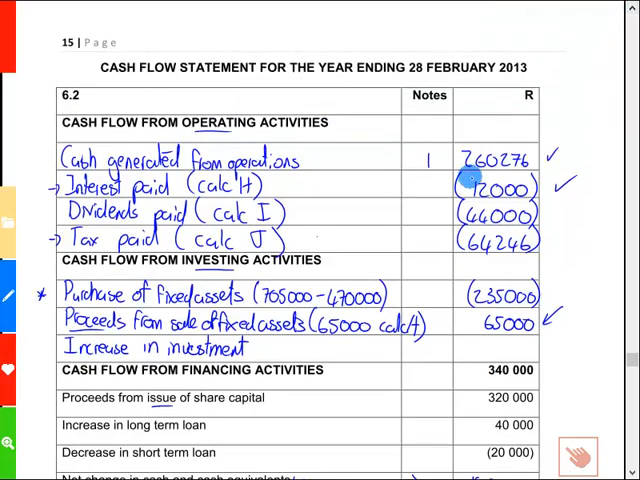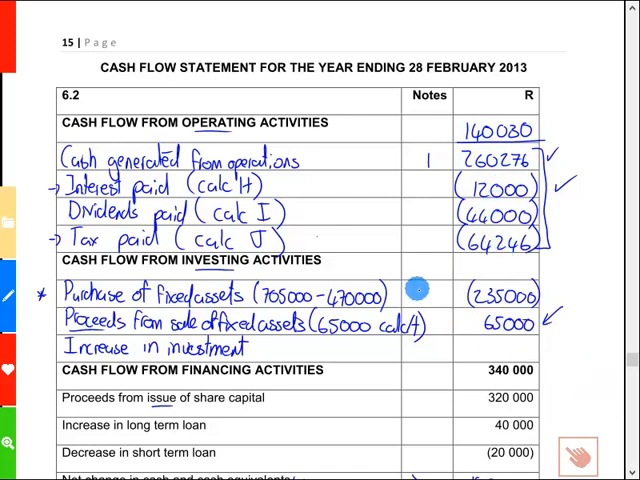Now that we've got all the cash generated or cash flows from operating activities, we can add them together to come up with our total. And if you add them together, please remember, very important that you show your brackets for your outflows. Don't forget that. And no brackets for inflows. And the total comes to 140,030.